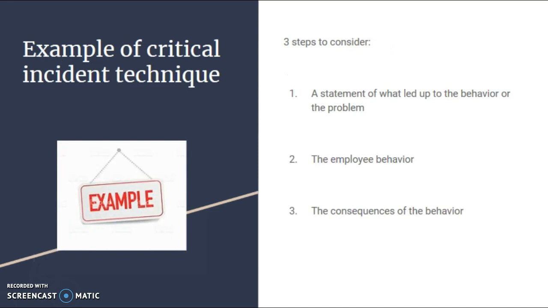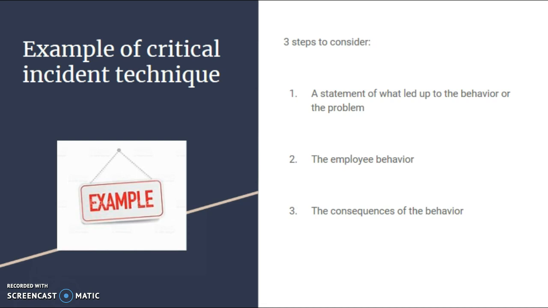So now that we understand the steps and procedures that we go through in order to conduct a proper critical incident technique, let me now give you a really great example. As stated previously, there are 3 pieces of information that need to be presented to have an effective critical incident technique, which are a statement of what led up to the behaviors or the problem, the employee behavior, and then the consequence of that behavior.